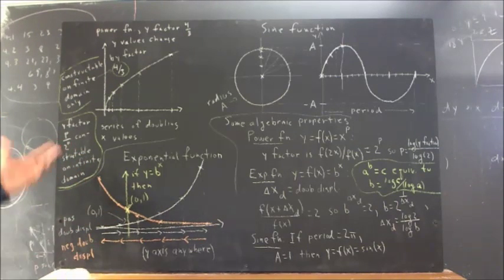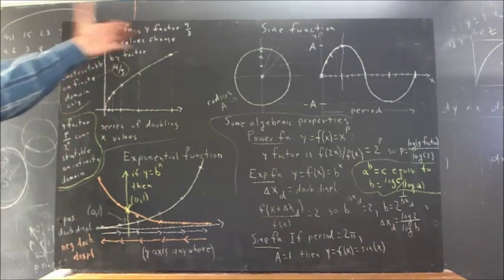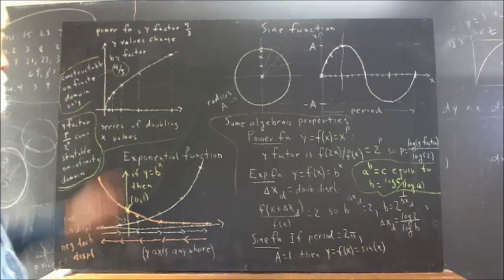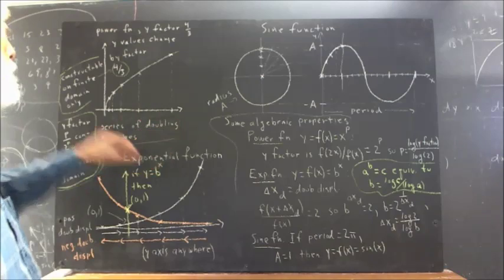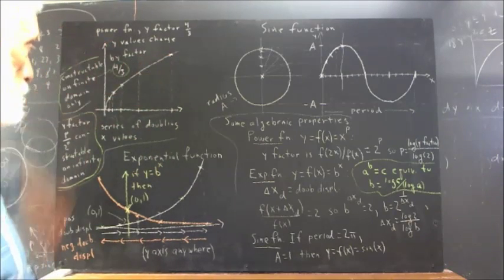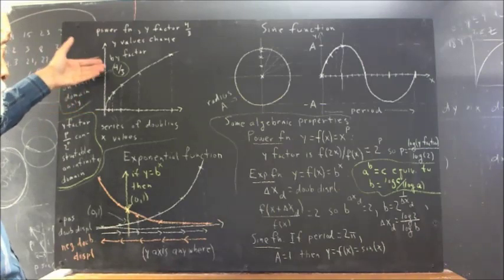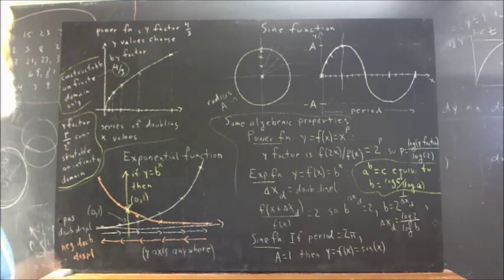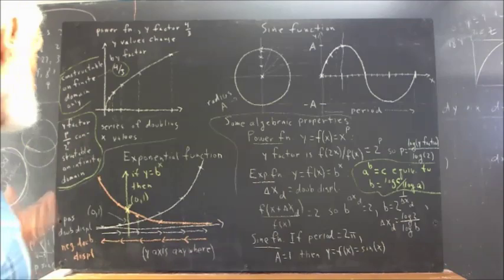Brief summary of the last two videos. We constructed a power function with y factor 4/3. We have our doubling x values, and every y value increases by factor 4/3. We noted that we can't really construct a factor 4/3 because we can't trisect a line geometrically using compass and straightedge.